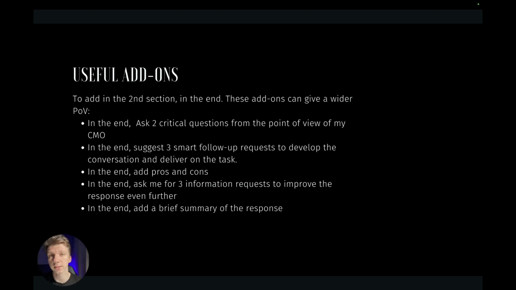Next, you can ask ChatGPT to suggest 3 smart follow-up requests to develop the conversation and deliver on the task, so that you don't have to think about the refinement that much. In order to evaluate your response more critically, you may want ChatGPT to respond with pros and cons at the end of its response. Or you can implement the self-ask technique by asking ChatGPT to ask you 3 questions in the end and request some information to improve the response even further.